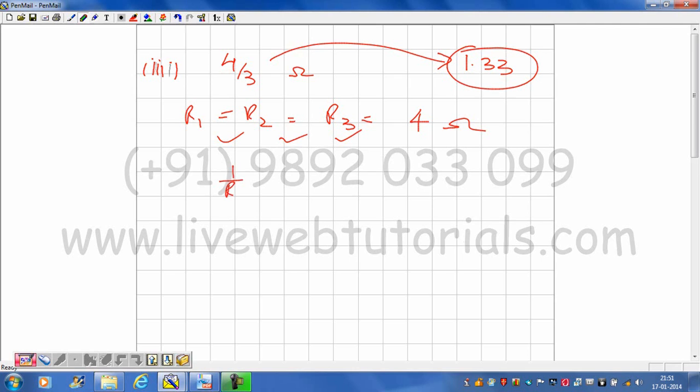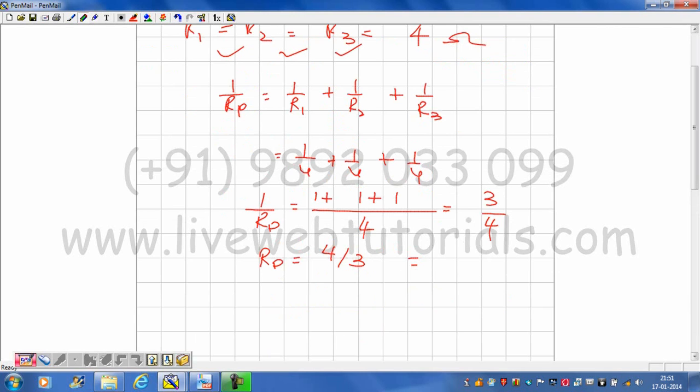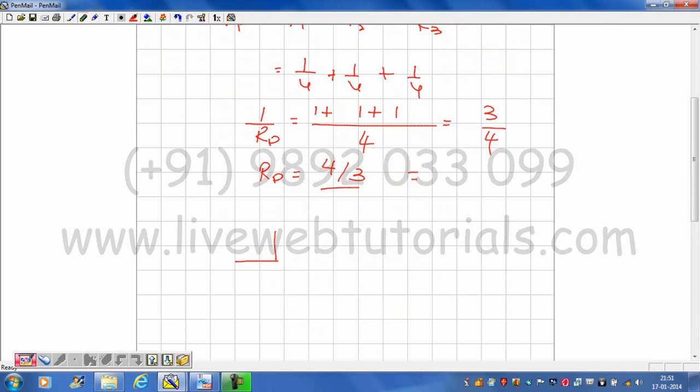So obviously 1 upon Rp is equal to 1 upon R1 plus 1 upon R2 plus 1 upon R3. This will be 1 upon 4 plus 1 upon 4 plus 1 upon 4. 4 is the LCM, 1 plus 1 plus 1, that is 3 upon 4, 1 upon Rp. So Rp is 4 upon 3. That is going to be the required answer. Now this also you can show with the help of a diagram. Here obviously all three resistances are connected in parallel. So the connections will be like this.